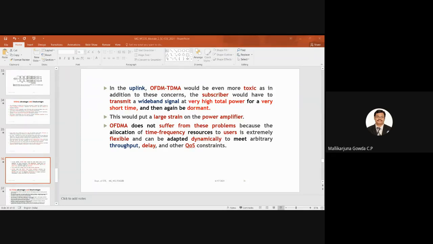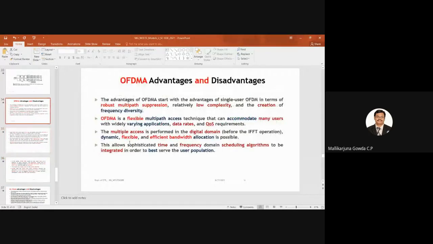What happens with respect to this is that it puts a large strain on the power amplifier. But in OFDMA, since there is flexibility in the dynamic allocation of time-frequency resources to users to meet arbitrary throughput, delay, and other quality of service requirements, that is an advantage of OFDMA. Try to understand carefully the three things I said: how OFDMA is flexible, and how it can accommodate many users with widely varying applications, data rates, and quality of service requirements. What made this multiple access technique flexible? Because it is performed in the digital domain, I said. Because of that, there is flexibility and dynamic allocation of the subcarriers, as well as efficient bandwidth allocation.